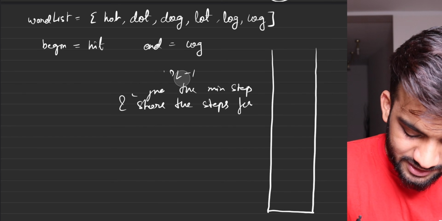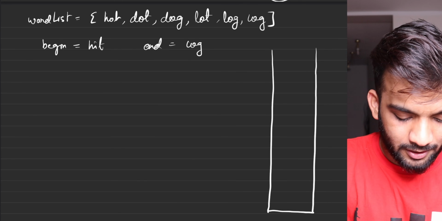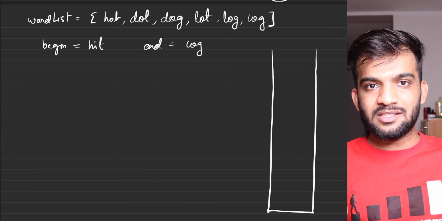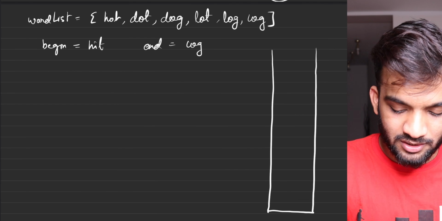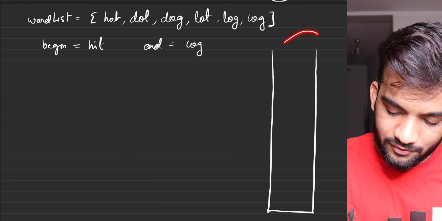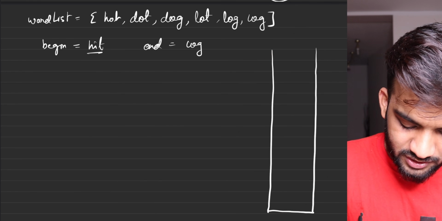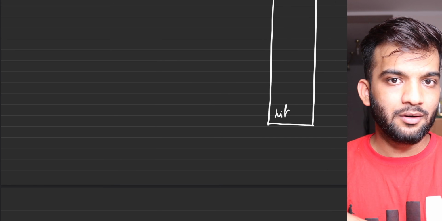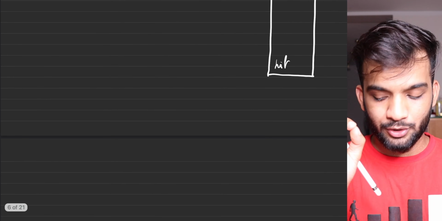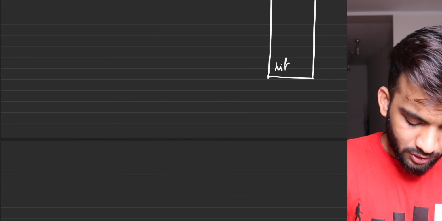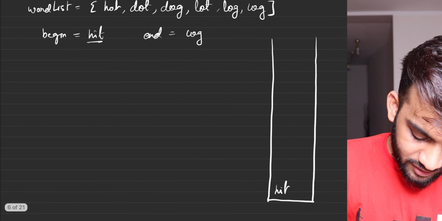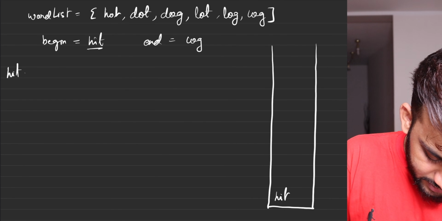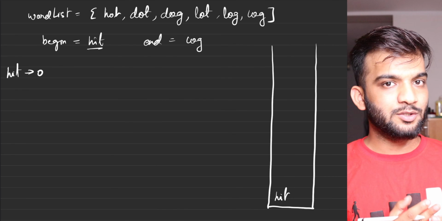So let's quickly do step 1 for this example. Again, I'm assuming you have seen the previous 2 videos, so I'll be going super fast. We know this is the BFS queue. Where do we start? We start from hit, right? This time, instead of storing comma 1, you will store some map data structure. In that, hit is initially 0.